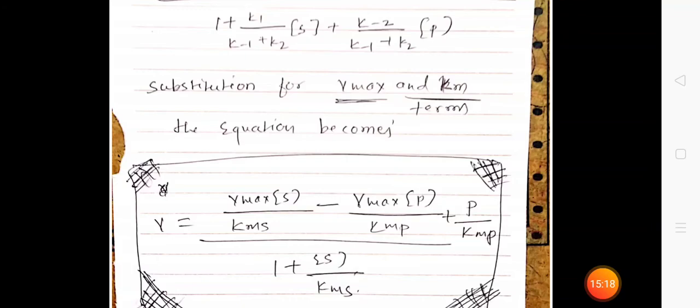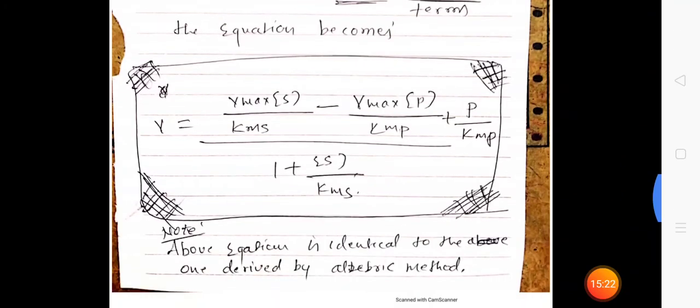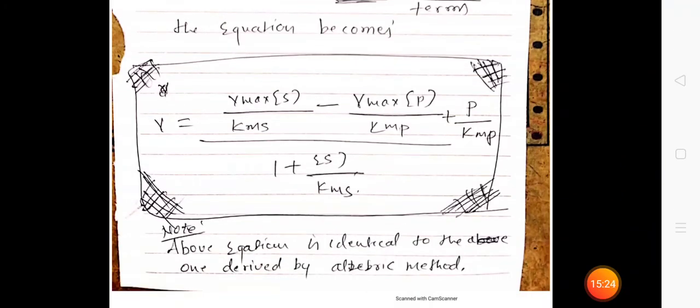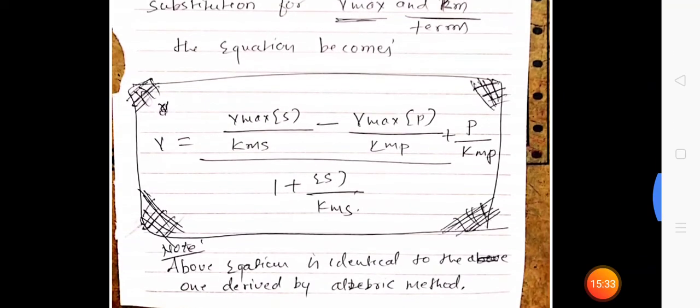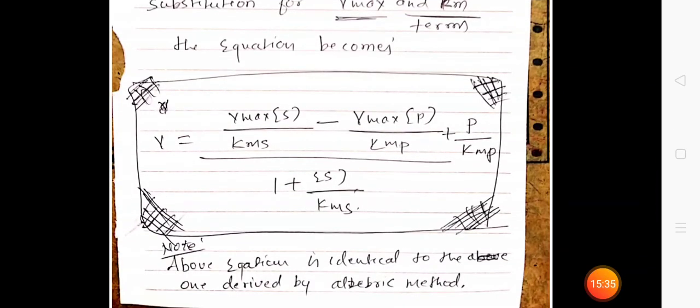In terms of Vmax and Km, the equation becomes this, and we can find the Vmax and Km by the Michaelis-Menten equation. So V is equal to Vmax into substrate concentration divided by Km plus substrate concentration, minus Vmax into product concentration divided by Km plus product concentration.